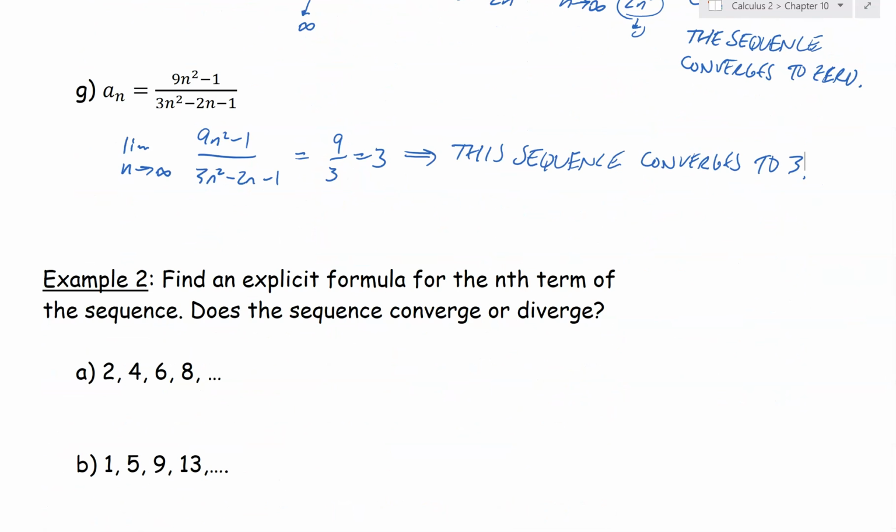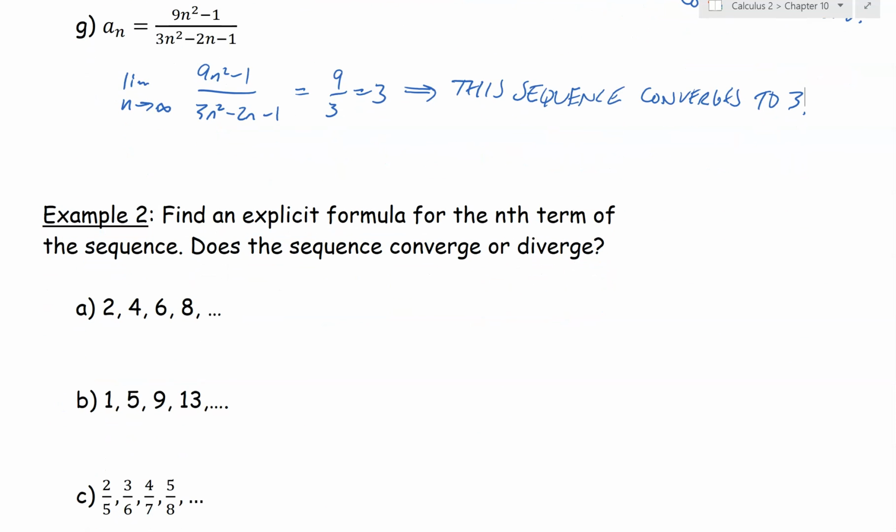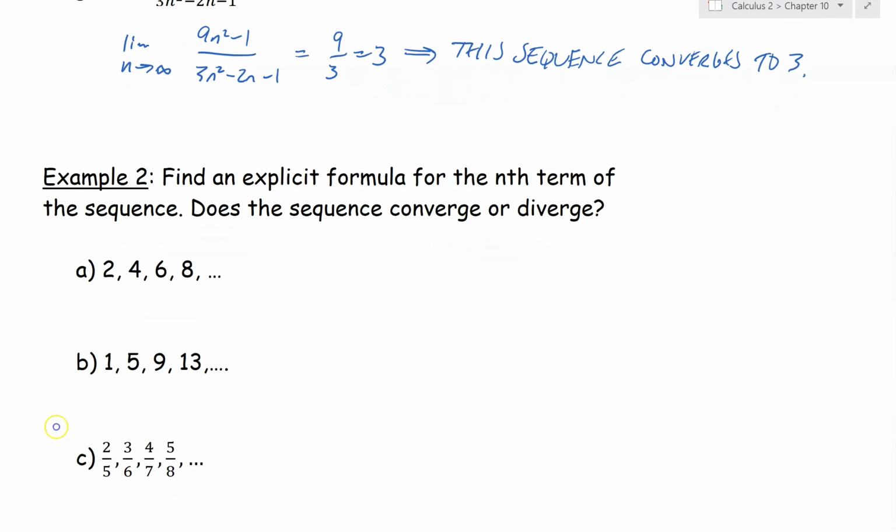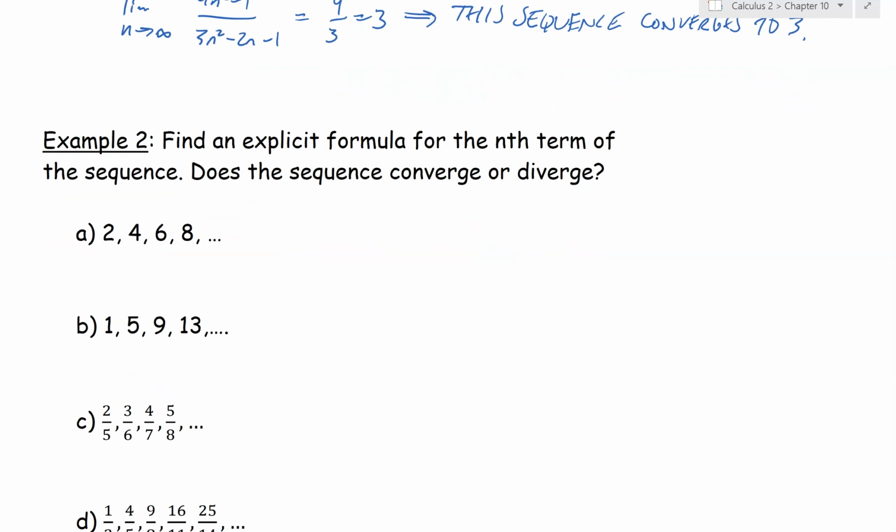Okay, so the next part of this lesson is to try to write our own formulas, explicit formulas or recursive formulas. So we're going to get a little bit of practice doing both. In the first example, we can see a pattern: 2, 4, 6, 8. The next one would be 10 and so on. So these are just multiples of 2, and so we can say a sub n is just 2n.